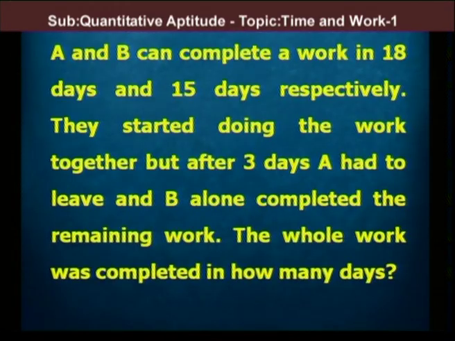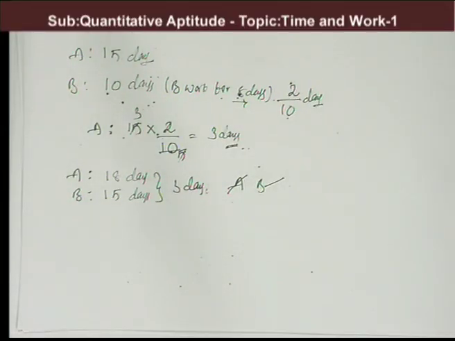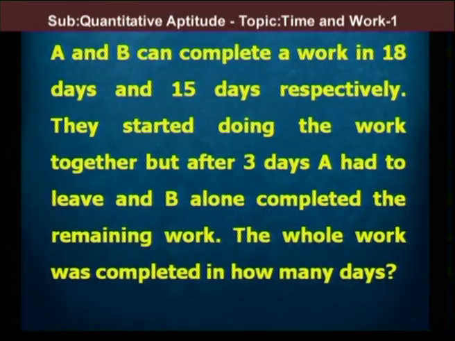A had to leave and B alone completes the remaining work. After 3 days, A left the job and B only continues the job. The whole work was completed in how many days? Whole work means they completed 3 days together, and B has to complete the remaining work. That will be the whole work completed in how many days?